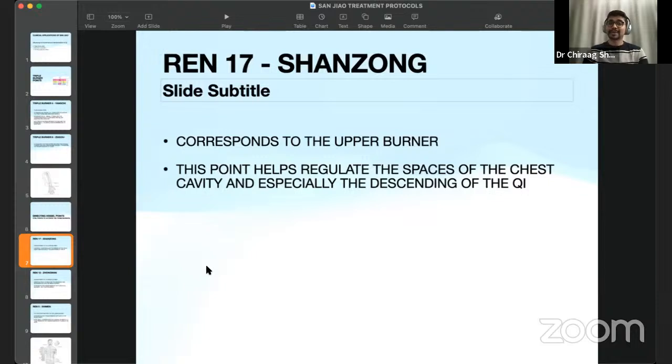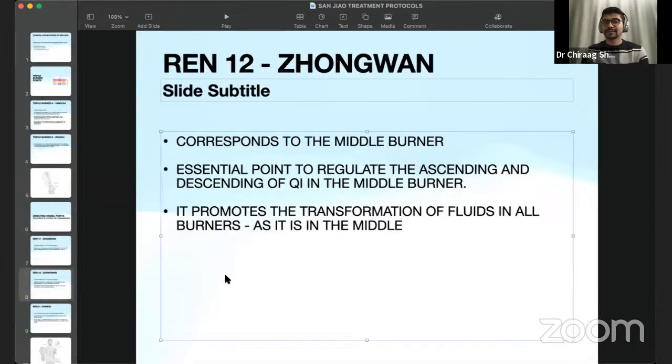Now, this point helps to regulate the spaces of the chest cavity and especially the descending of the chi. Okay, so REN 17, everybody knows the location. It's on the sternum at the level of the nipples. You needle it gently along the skin. Then for the middle burner, we have REN 12, which corresponds to the middle burner, essential point to regulate the ascending and descending of chi in the middle burner.